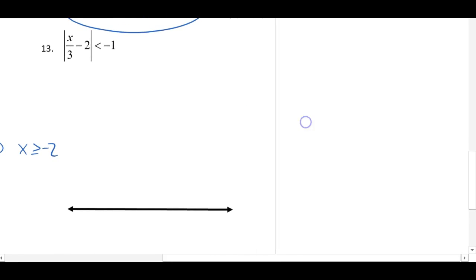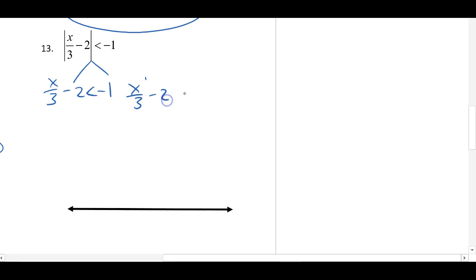Okay, now this one, let's kind of get this out of the way. Here, the absolute value is isolated. There's nothing on the left, nothing on the right. So I can go ahead and split it. x over 3 minus 2 less than or equal to negative 1. And then x over 3 minus 2 is greater than positive 1. So we started with the negative, so now it becomes positive. And we started with less than, and it becomes greater than.